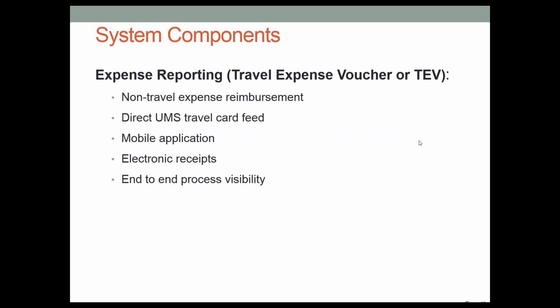The final piece of the system is the most powerful piece, and it's the biggest piece of the system, and that's the expense reporting. This replaces the TEV, or travel expense voucher. It is used for non-travel expense reimbursement, so if I had to purchase something out of pocket with personal funds, that is how I will be reimbursed in the system. There is no need for a travel request, obviously, for a non-travel expense reimbursement.